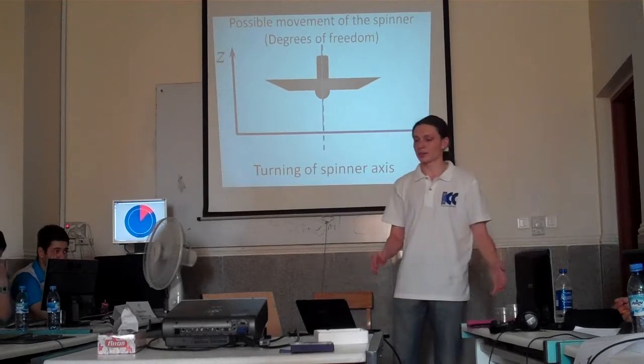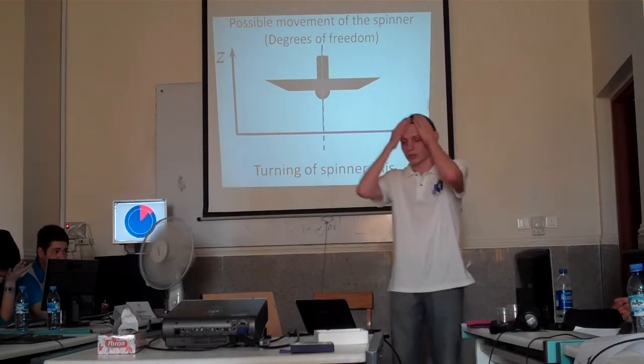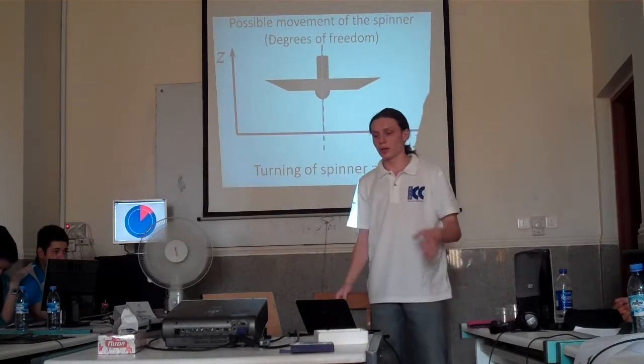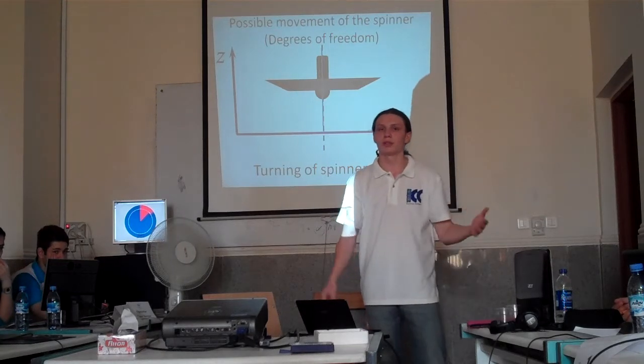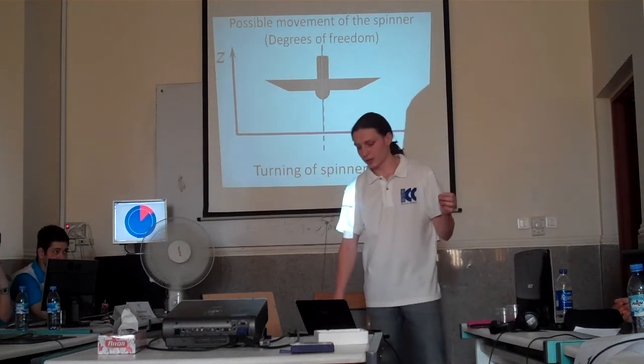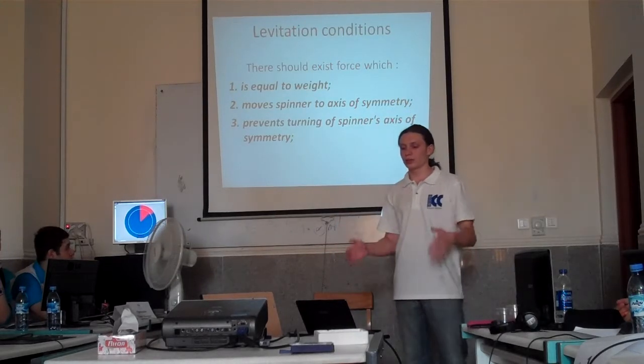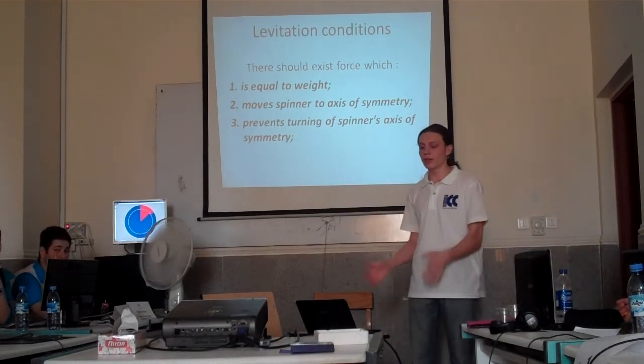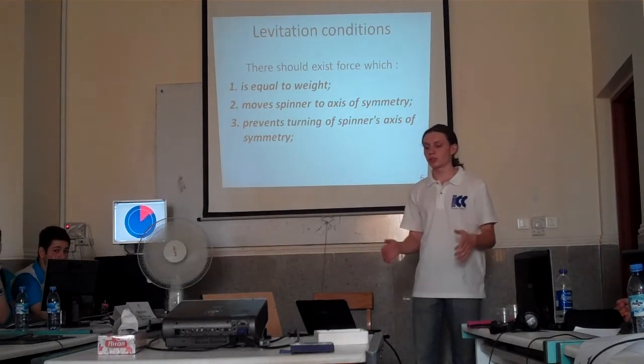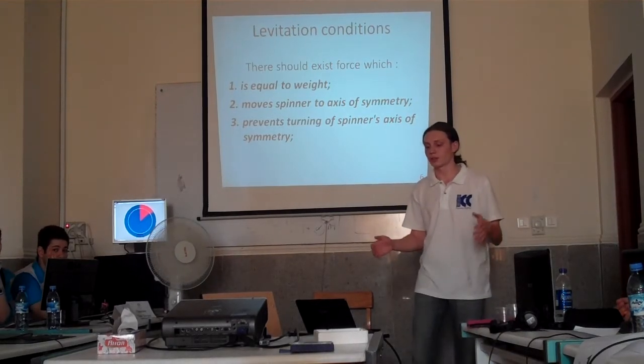turning of the spinner's axis, when the spinner turns over and falls. It also can be 2 degrees, but because it has symmetry against the vertical axis, it's 1 degree. So let's sum up. There should exist a force which moves the spinner to the axis of symmetry, and prevents turning of the spinner's axis of symmetry.